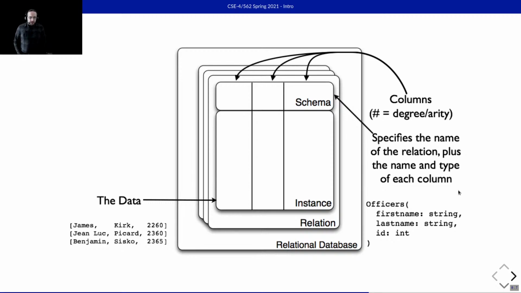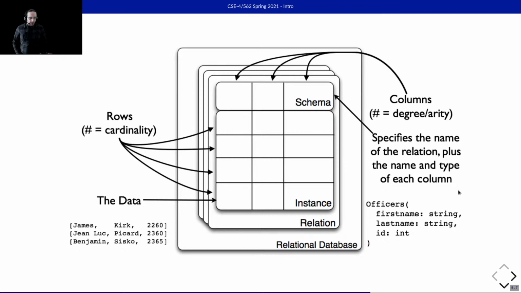The data, and accordingly the schema, is subdivided into a set of columns. And if I refer to the degree or the arity of an instance, relation, or schema, that is the number of columns that show up. And then obviously the instance is a collection of records. So every record or tuple or row is one element of the instance, and I'll refer to the cardinality or the size of a relation as the number of rows in the relation.